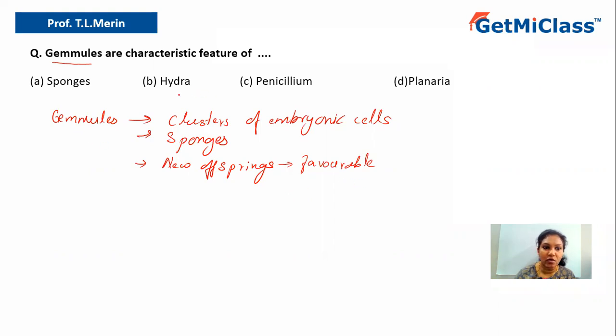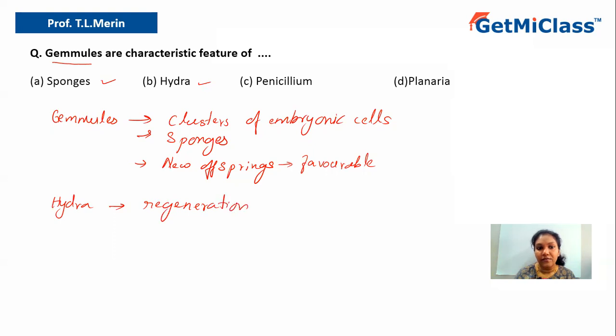So let us look at the options. Option A says sponges. Option B says Hydra, C Penicillium, and D Planaria. As I have described, gemmules are the characteristic features of sponges. What about Hydra? How do they reproduce? Hydra reproduces by, you can call it, regeneration.